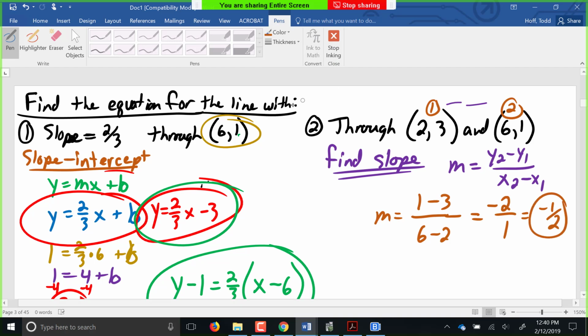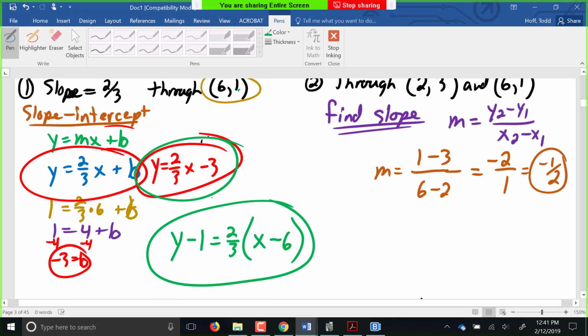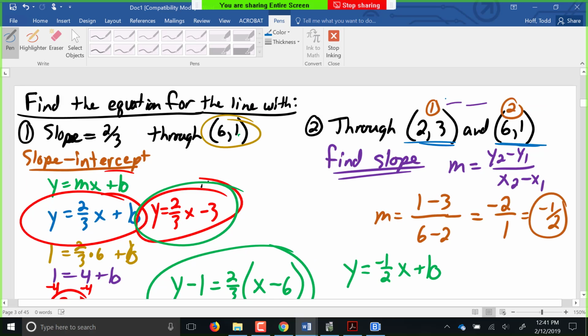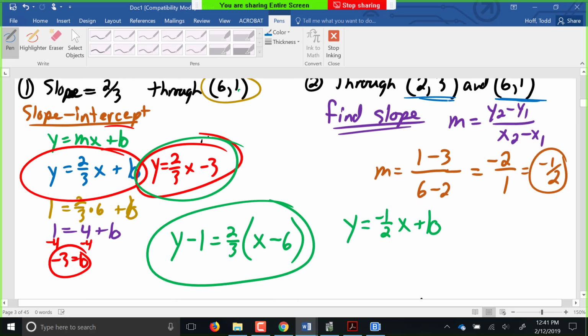So now we can proceed in either of the forms of equations. We're going to do both. The slope-intercept form, y equals negative 1/2 x plus b. It does not matter which point we choose. Both of them are going to give us the same y-intercept. So it doesn't matter whether we use (2, 3) or (6, 1). I'm just going to use the (2, 3).